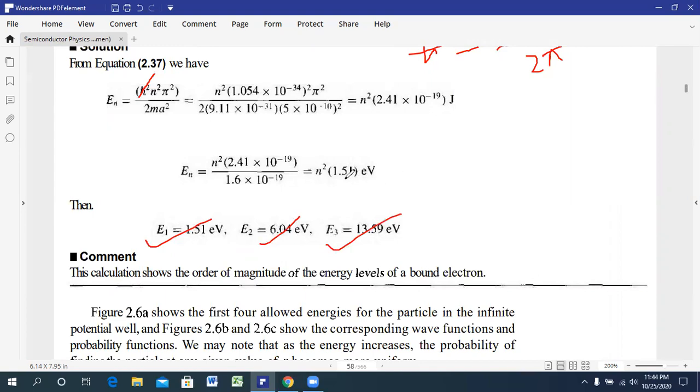So look, the unit of this energy is given in electron volt. So how to convert this from joule to electron volt? If we divide by 1.6 into 10 to the power minus 19, then that will be in electron volt.